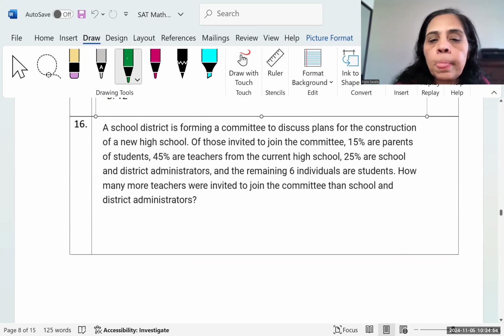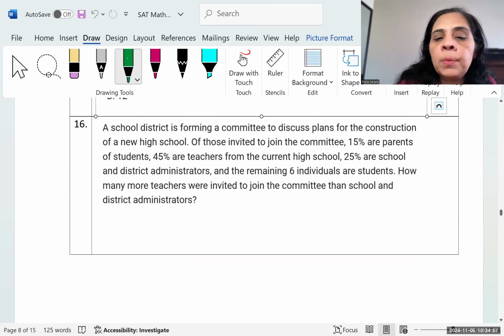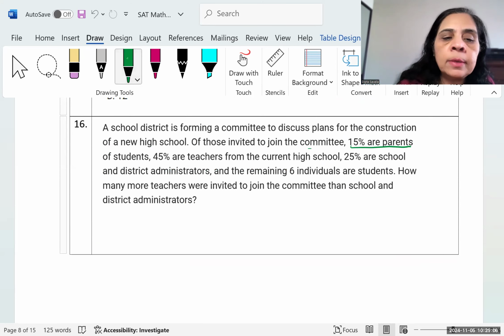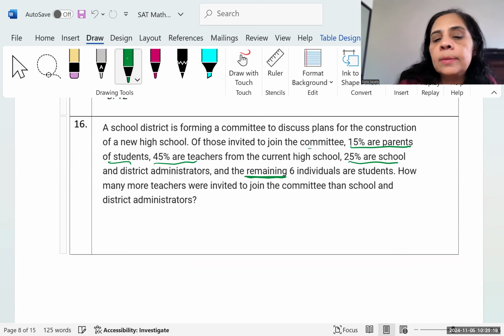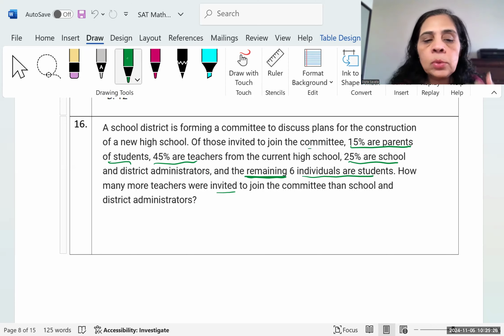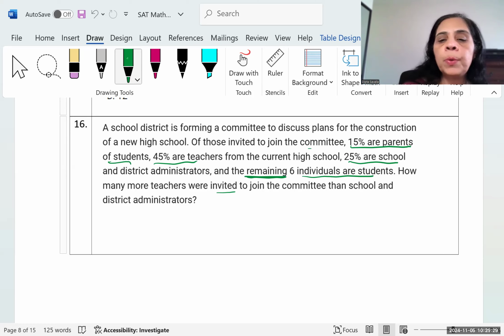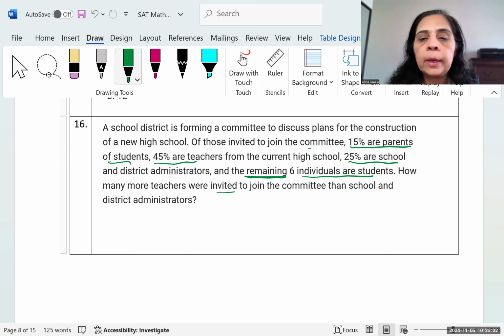Number 16. A school district is forming a committee to discuss plans for construction of a new high school. Of those invited to join the committee, 15% are parents of students, 45% are teachers from the current high school, 25% are school district administrators, and the remaining 6 individuals are students. How many more teachers were invited to join the committee than school district administrators? So they give you a percentage for each category, and the remaining is 6 individuals.